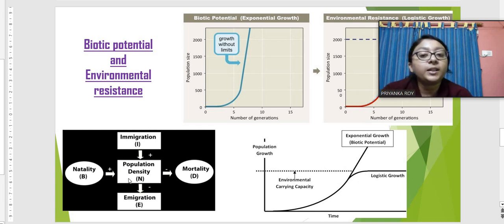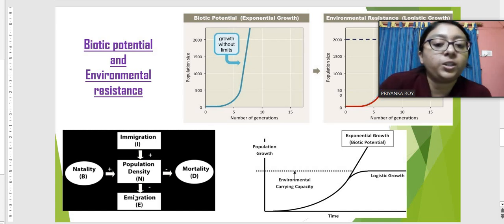And the population density or the size of the population is governed by the natality rate, which adds to the population, and minus the mortality, that is the death of the population. Also the immigration, that is the migration of individuals from outside to the same area, will lead to an increase in population size, and the emigration, that is just the reverse, the migration of the individuals from that area to outside, will lead to minus E, that is, decreasing the population density.